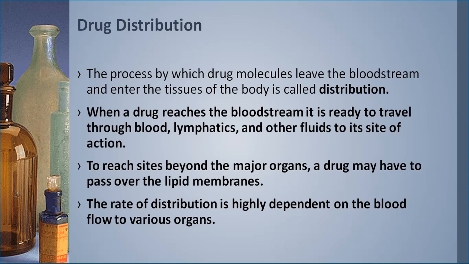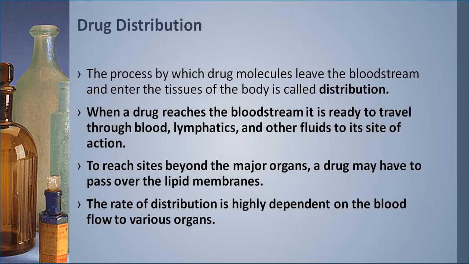When a drug reaches the bloodstream, it is ready to travel through the blood, the lymphatics, and other fluids. Sometimes if there are other fluids like breast milk, saliva, semen, the blood can take the medicine there, and sometimes we can find the medicine inside. Now, for the drug to reach sites beyond the major organs, a drug may have to pass over the lipid membranes. I don't want to worry you here. Lipid membranes are like a covering on our body cells. They are lipid or fat membranes, and this protects the cells. The drug will have to pass through.